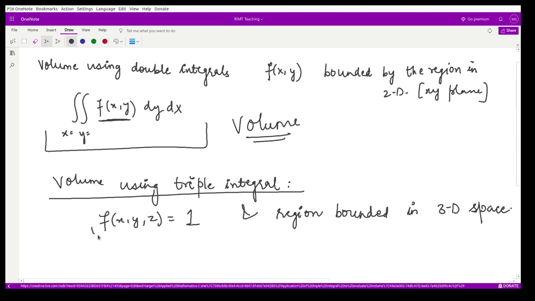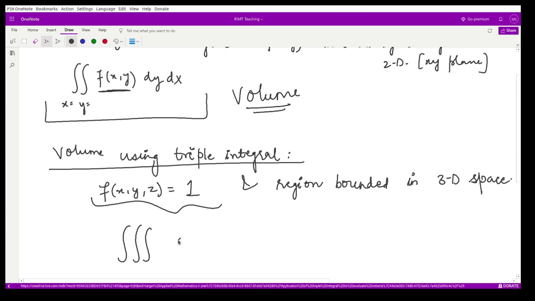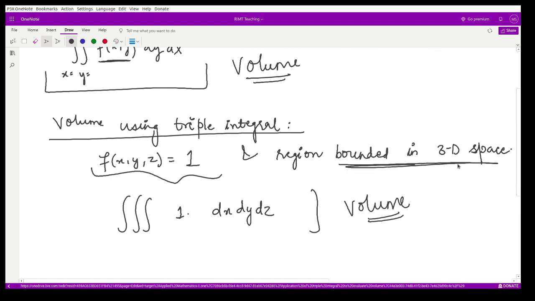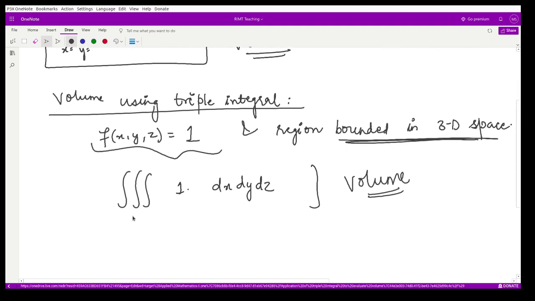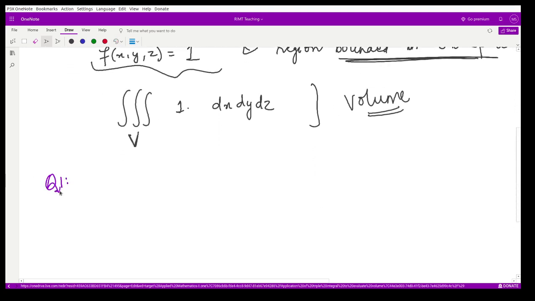Whenever you take the function to be equal to 1, then your triple integral of the function dx, dy, dz represents nothing but the volume of the given region bounded by the given curves in 3-dimension space, whatever are the limits given to you in 3-dimension space. So this is how you define the volume using triple integrals. So let us see one question relating to this.